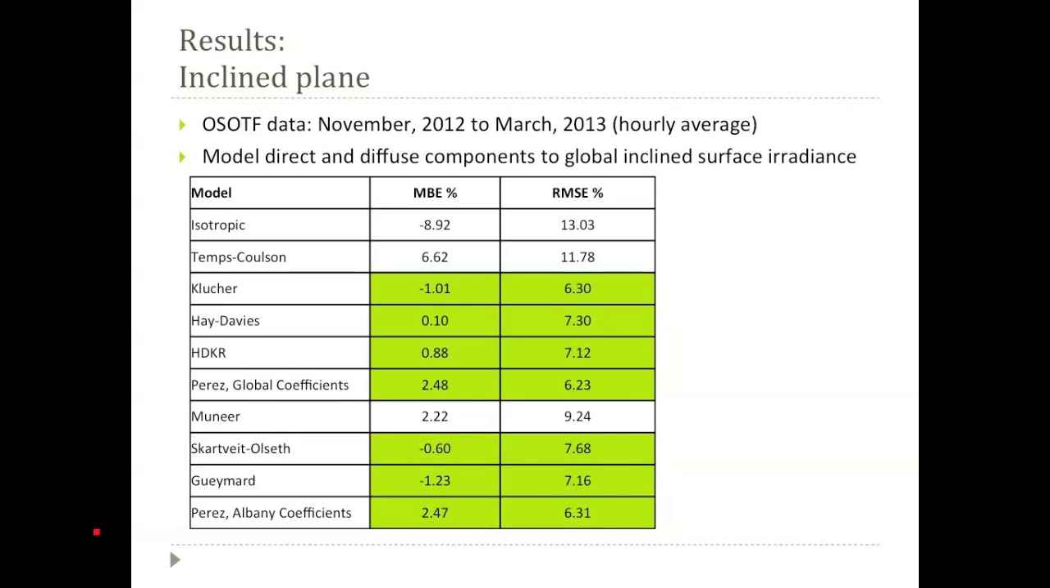You can see, though, there isn't a huge difference between the Perez coefficients for global and Albany. In fact, you could argue that the global coefficients do a bit better, which is a bit of a surprise.